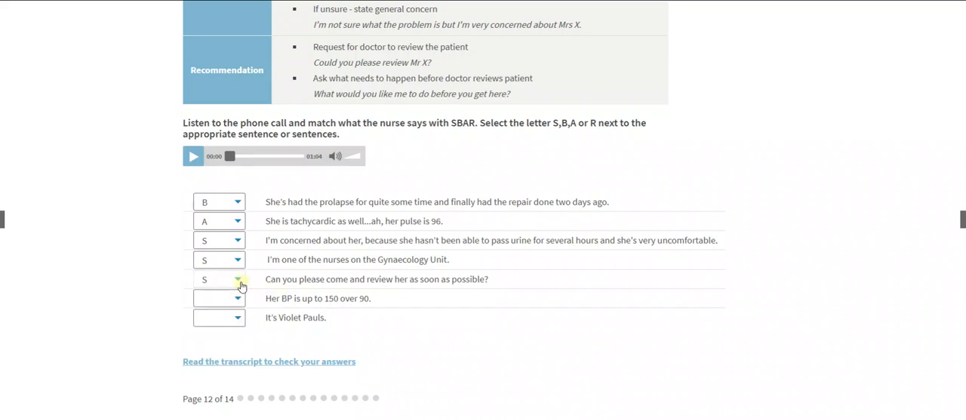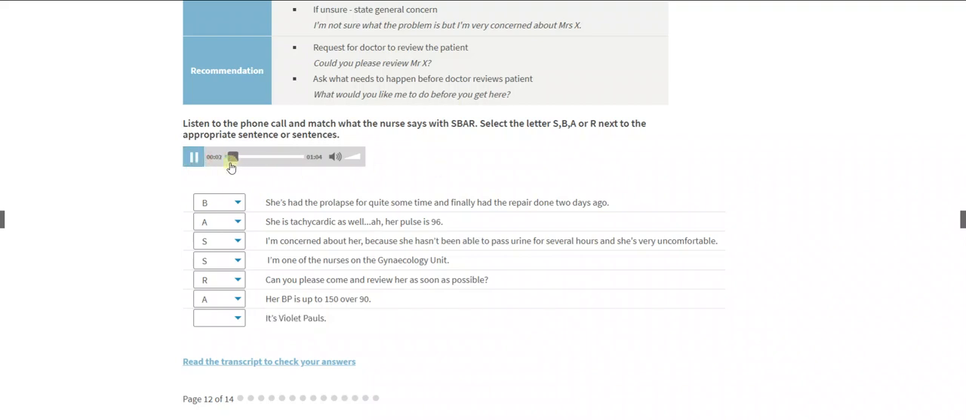So we are writing R. I am selecting R. Can you please come and review? This is recommendation. Her BP is up to 150/90. This is assessment, because after assessment only we can say how much BP. Then there is "Violet Pauls", but I didn't hear that word in that audio. Maybe this is situation. One second, I'm going to play the audio.